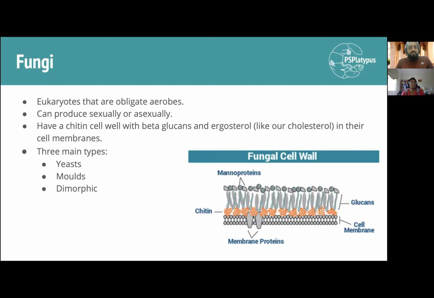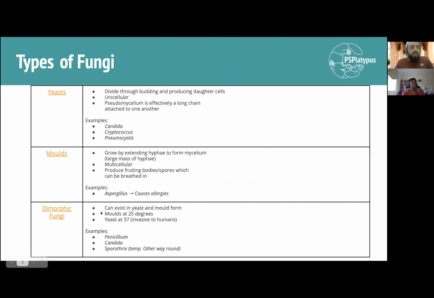And we have three main types of fungi. We have yeast, molds, and dimorphic, which we'll talk about in detail. So the first type, yeast, divides through budding and producing daughter cells. They are considered unicellular. Some examples of them are Candida, Cryptococcus, and Pneumocystis. We'll talk about each one of them later and what possible diseases they can cause.